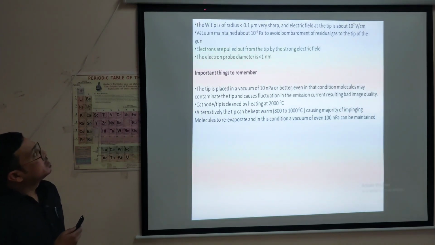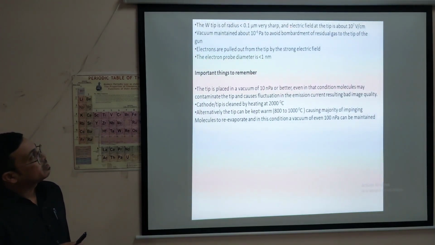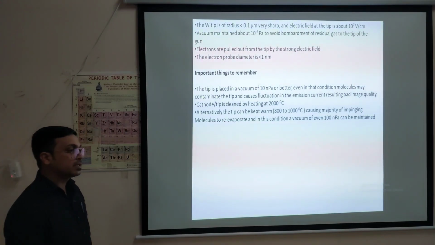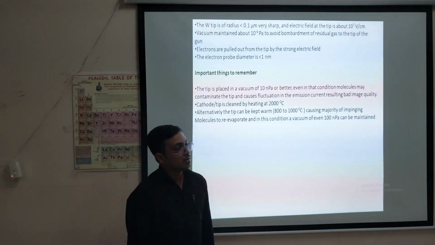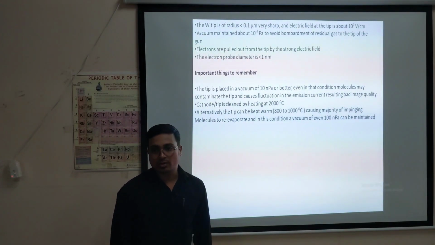Next, the tungsten tip is of radius, as I told you, 0.1 micrometer and very sharp, and the electric field at the tip is around, just think, 10 to the power 7 volt per centimeter square. That much is the electric field at the tip of the tungsten material.